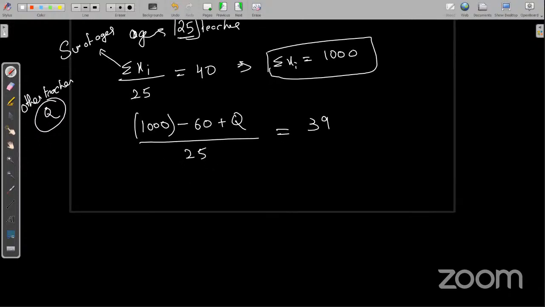Just tell me, it's a matter of simplification, guys. So it is 940 plus q is equal to how much? 24,000 minus 25, you can say 975, right? So what is happening? q is equal to 35. The newly appointed teacher is having the age of 35 years. Okay, that's it.